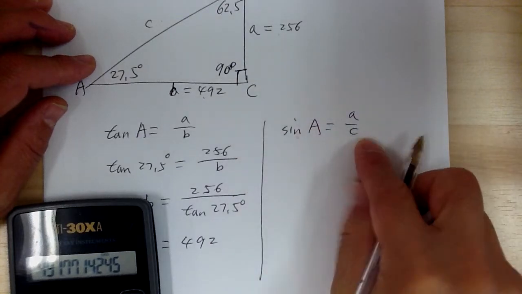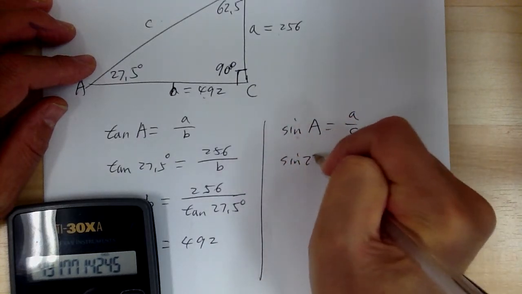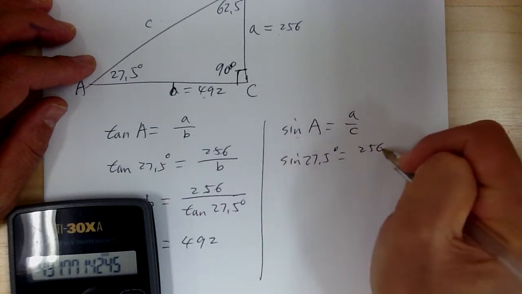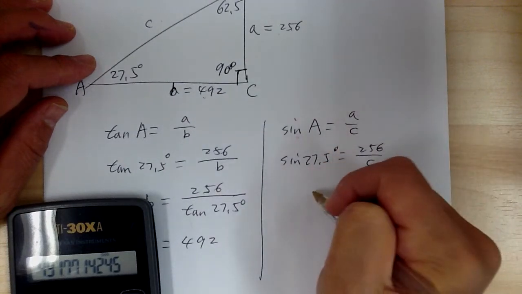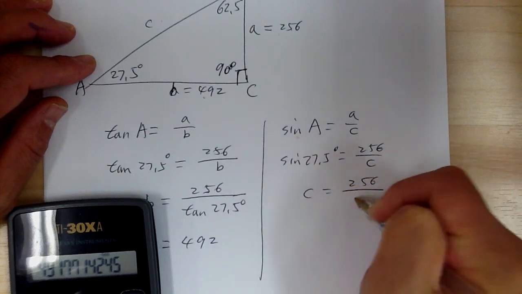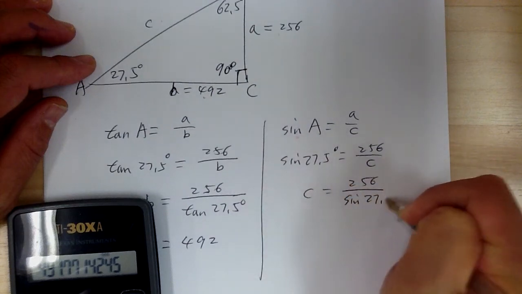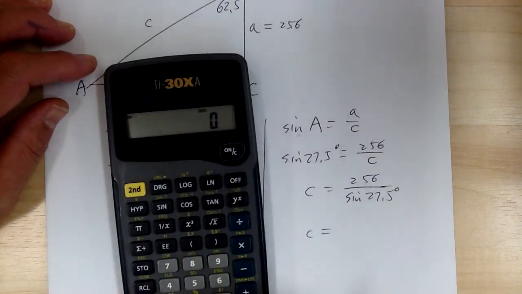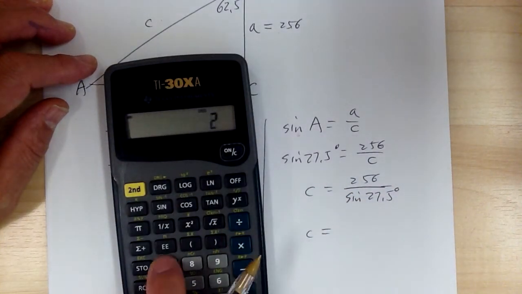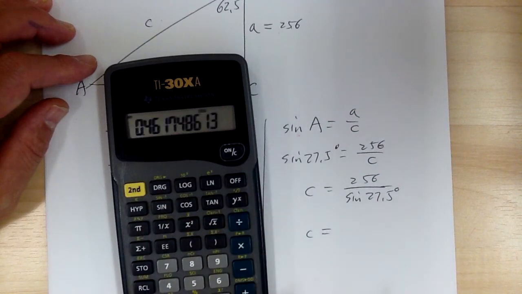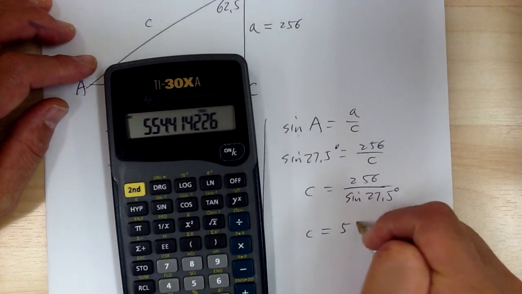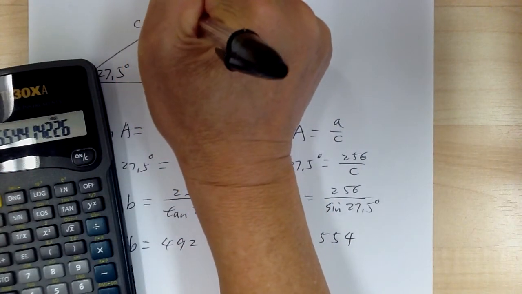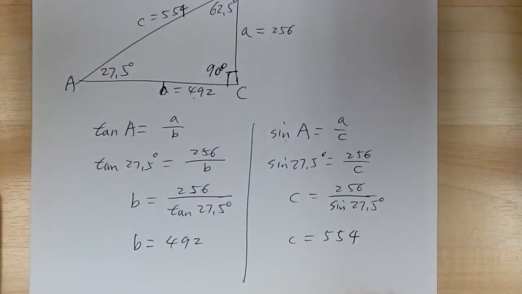So again, write down your function, then you substitute. Again, you switch it over. So c equals 256 over sine of 27.5 degrees. And so c equals, use your calculator and push equal. So it'd be 554. Okay, and that's it. That's how you solve the triangle.